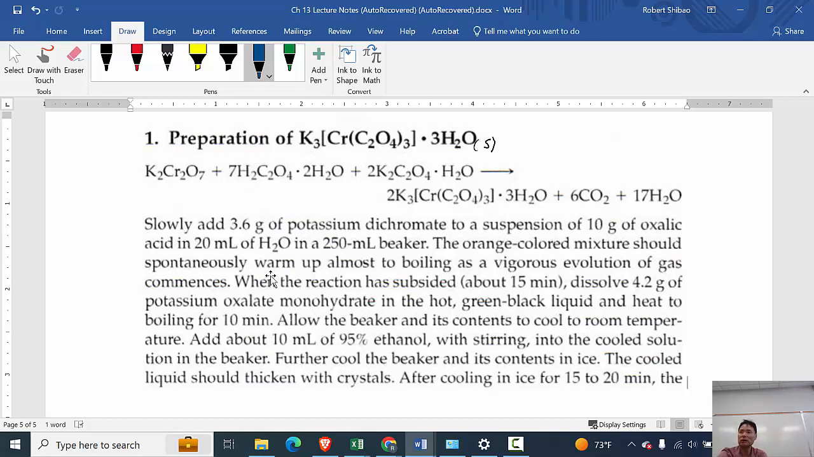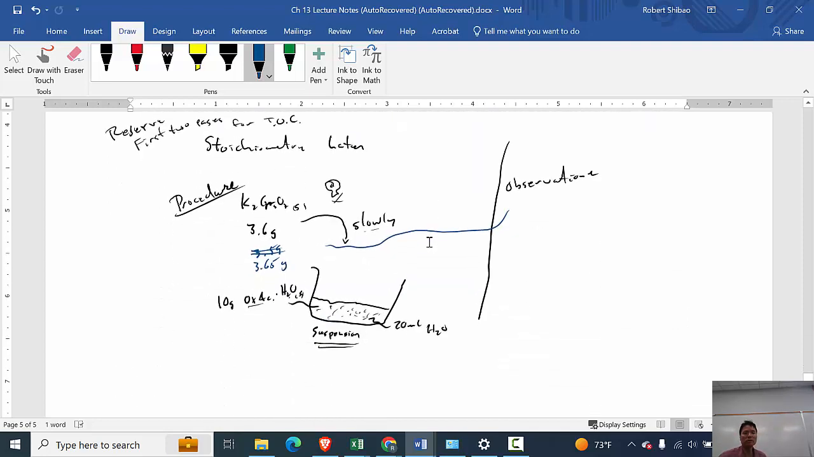If it does spill on you, then make sure you wash it off. I usually use soap and water and then rinse for prolonged periods. But we add it slowly to prevent this. Okay, once the reaction has subsided, in about 15 minutes, dissolve 4.2 grams of potassium oxalate monohydrate in the hot green black liquid and heat to boiling for 10 minutes. So 4.2 grams.